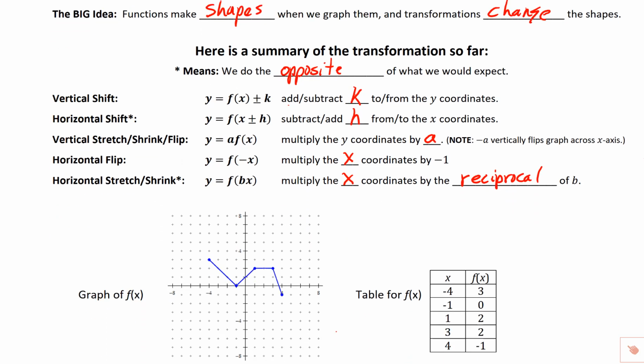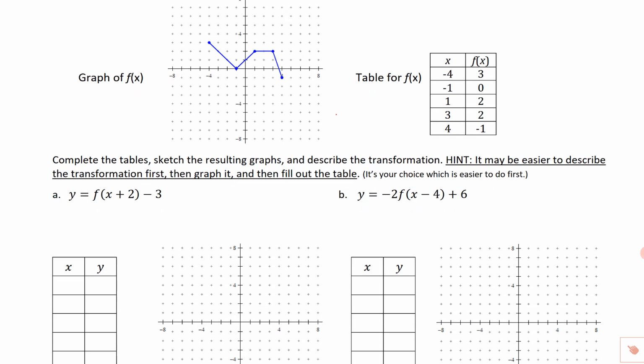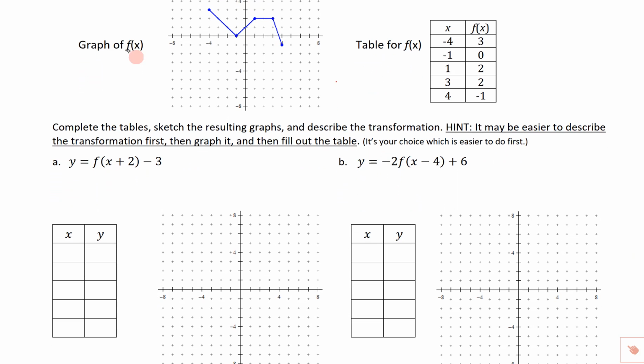So here's what we're going to do. We're just going to practice this a little bit on two different examples. Same function, but two different examples. So here's the original graph of f, and here's a table for f. Each one of these blue dots right here corresponds to a point on the table. So here's what we want to do. We want to complete these tables, we want to sketch the resulting graphs, and we want to describe the transformation. And a little bit of a hint, it may be easier to describe the transformation first and then graph it, then fill out the table. It's really up to you. It's just a personal preference.